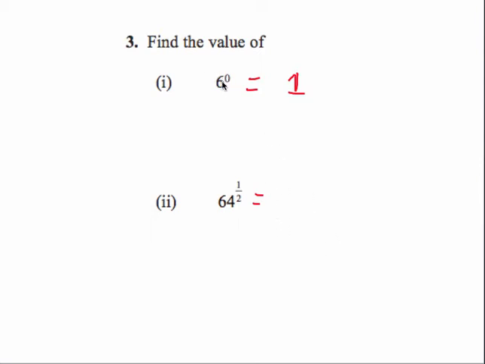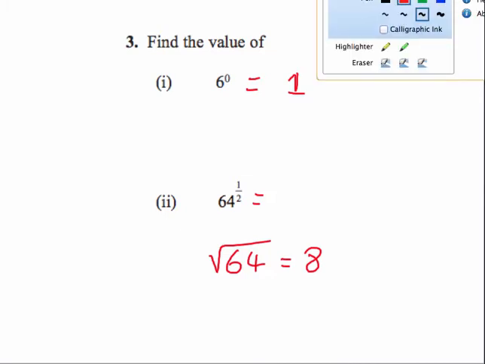So in this case here, 6 to the power of 0 is 1. 64 to the power of the half. Anything, remember, to the power of a half, you just look to square root the number. So the square root of 64 equals 8. Excellent. So 64 to the power of a half is the same as the square root of 64, which is 8.